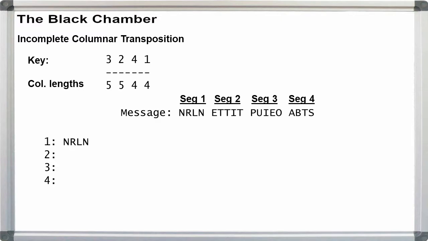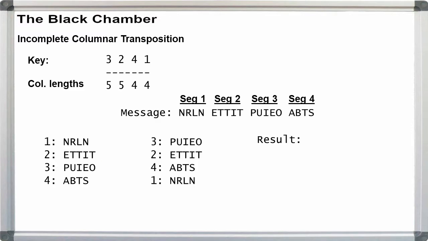For 1 in our key, we write NRLN. For 2 in our key, we write ETTIT. For 3 in our key, we write PUIEO. And for 4 in our key, we write ABTS. Taking the text off in columns, we get "peanut brittle is snot." Adding the word spacing, "peanut brittle is not."